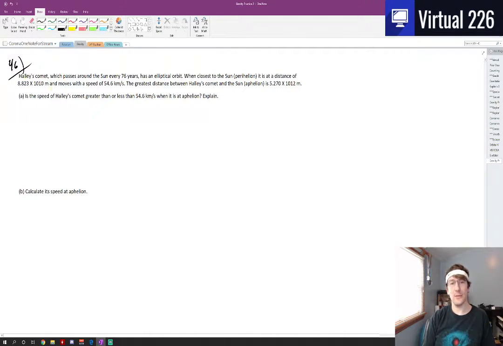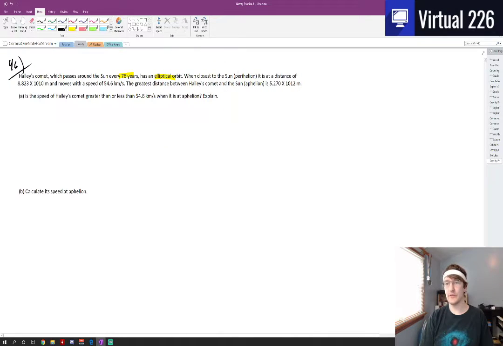What we have is Halley's Comet, which is one of the most famous comets that goes around our sun. It passes every 76 years, so you'll probably get to see it once in your lifetime if you're just normal, twice if you're lucky. Maybe you get it once when you're young, once when you're old. And it has a very highly elliptical orbit.